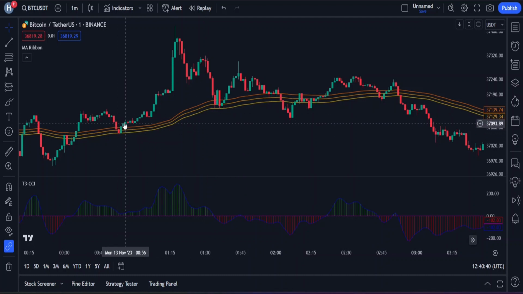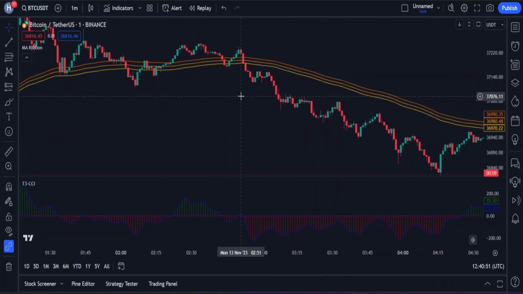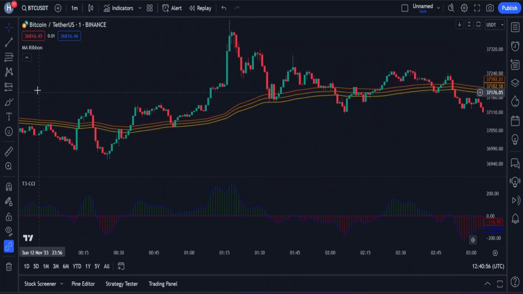So when the price is above these 3 EMA, the market is considered to be in an uptrend. So this zone acts as a support level. And when the price is below these 3 EMA, the market is considered to be in a downtrend. And this zone acts as a resistance level.